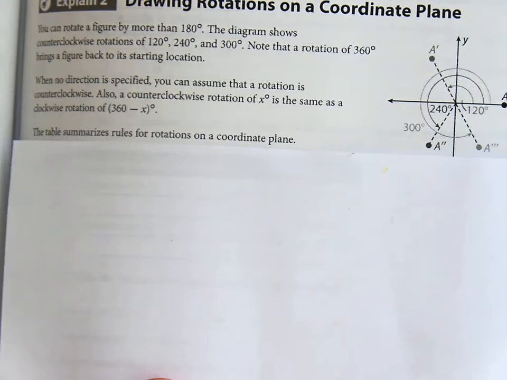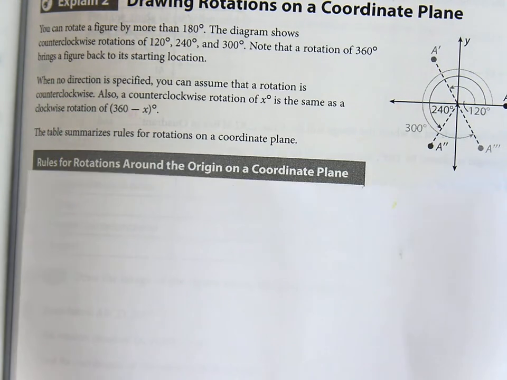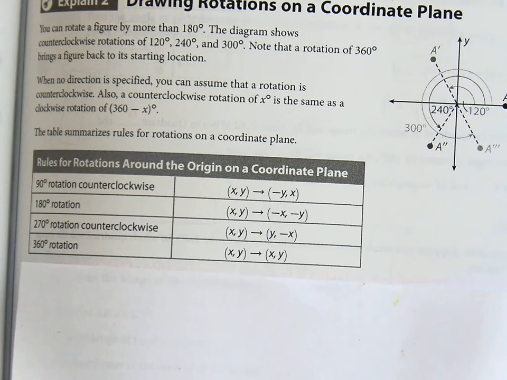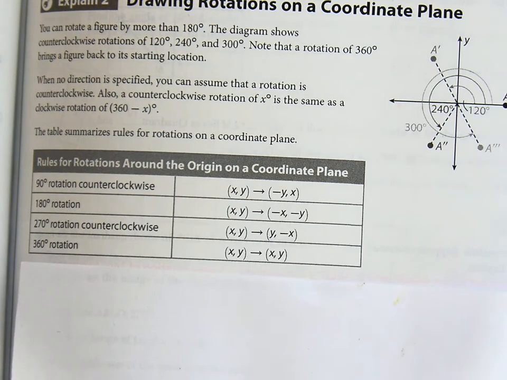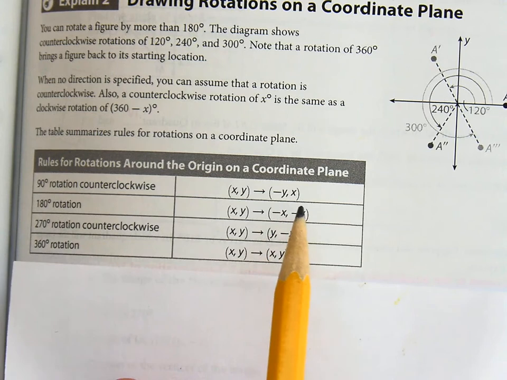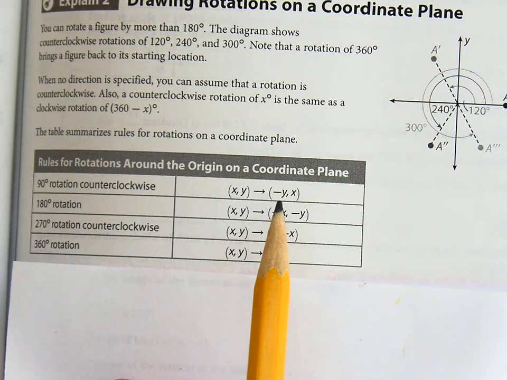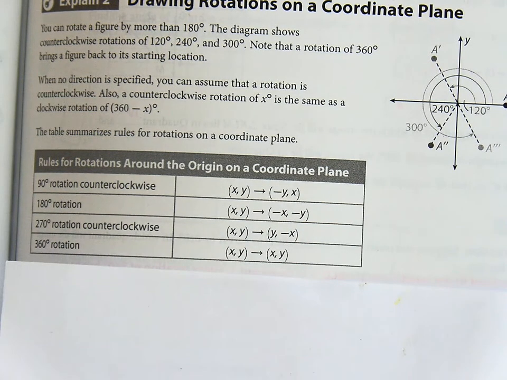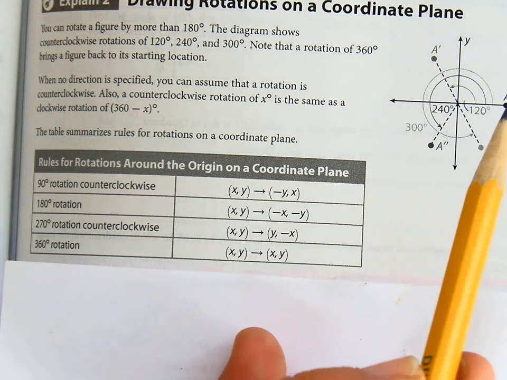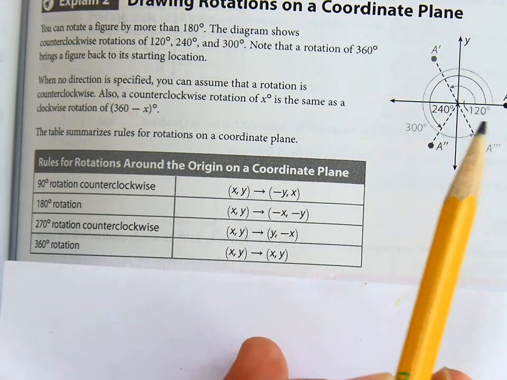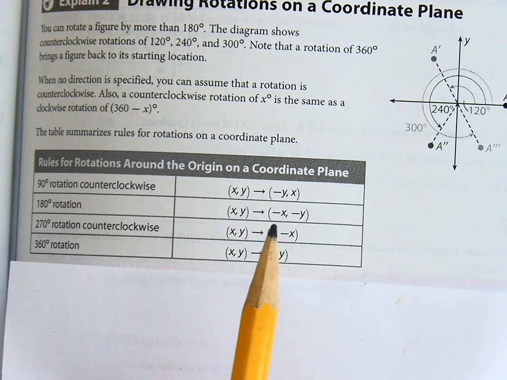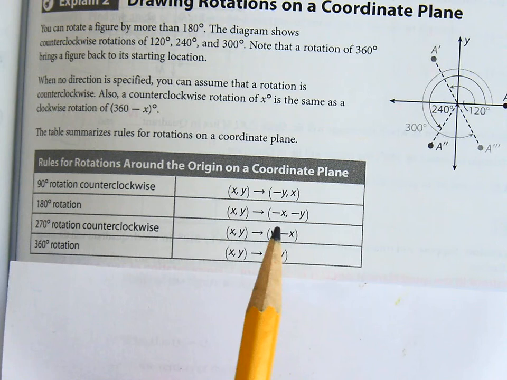So the table summarizes rules of rotations on coordinate planes. So these are ones that you're going to want to make sure that you copy down. If you have a 90-degree rotation counterclockwise, then you flip them and the y becomes negative. If it's a 180-degree rotation, and that doesn't matter because whether you do a 180 degrees rotation this way or the other way, it comes at the same spot. You change the signs of both your x and y's.